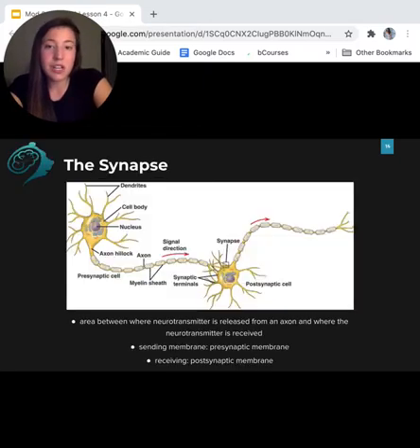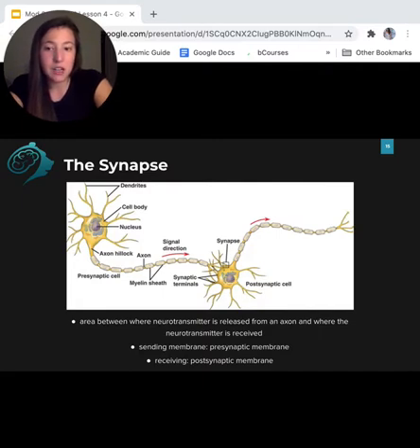The synapse is just the area between the site of neurotransmitter release and the site of neurotransmitter reception. The membrane from which the neurotransmitters are released is referred to as the presynaptic membrane. The membrane from which the neurotransmitter is received is referred to as the postsynaptic membrane.